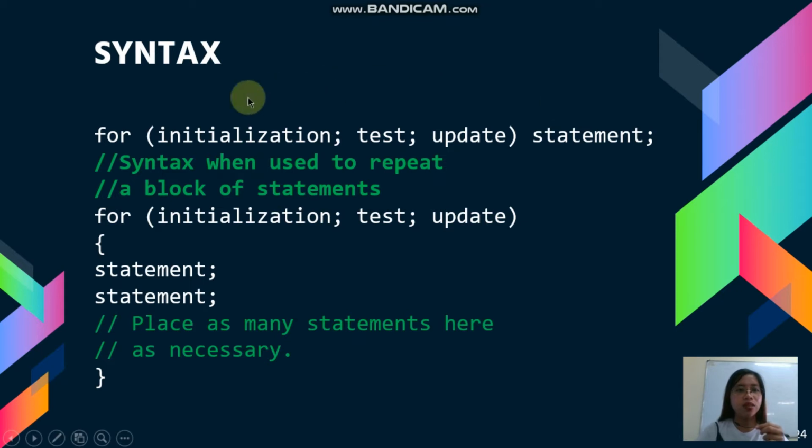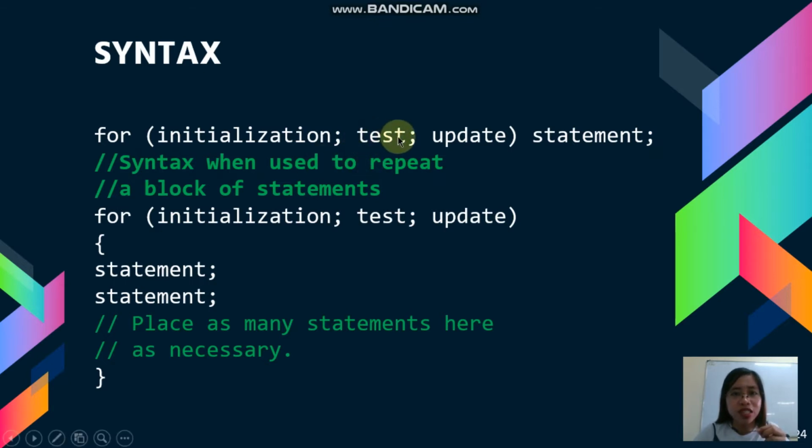Yan. So this is our syntax for loop. Now we have the keyword for, and then inside the parentheses, now we have the initialization, test, and update. So bakit ko sinabi kanina na ito yung pinakamaikling paraan when it comes to looping? Kasi no, nandito na lahat ng elements na kailangan mo in looping. So, nandito na sa loob ng parentheses yung initialization. Dito ka na mag-initialize ng value.